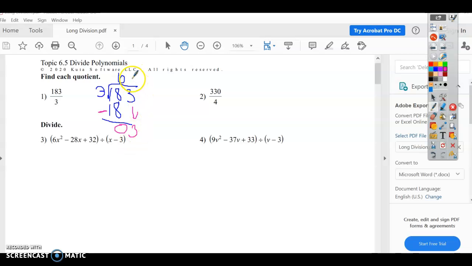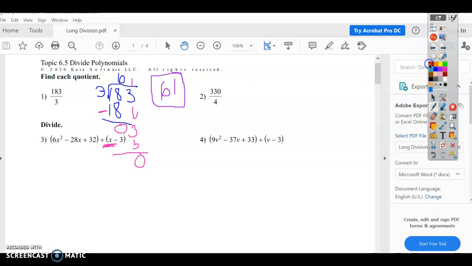3 goes into 3 one time. 3 times 1 is 3. Make sure we subtract. 3 minus 3 is 0. So 183 divided by 3, our answer is 61, and our remainder is 0. So it divides evenly. So our answer is just 61.